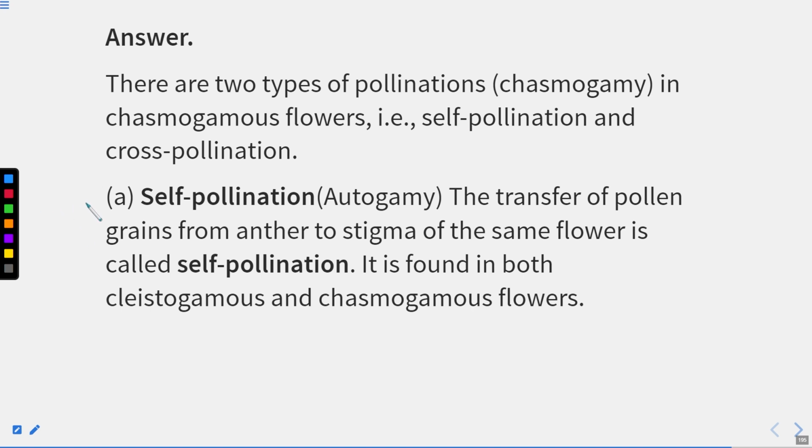Now, let's talk about self-pollination. You already know self-pollination is also known as autogamy. Here there is the transfer of the pollen grain from anther to the stigma of the same flower. So this is known as self-pollination. It is found both in cleistogamous as well as chasmogamous flowers. Cleistogamous flowers are those flowers that remain closed, so they will undergo self-pollination. The anthers and stigma are not exposed to each other. So it promotes self-pollination.